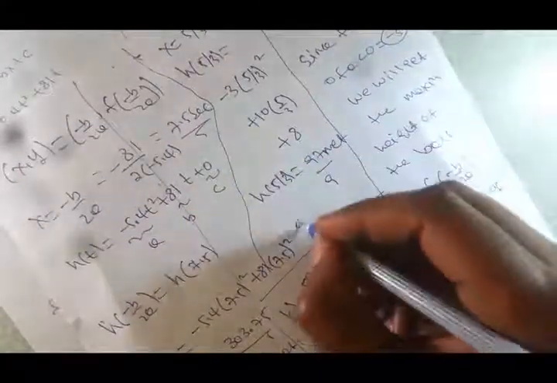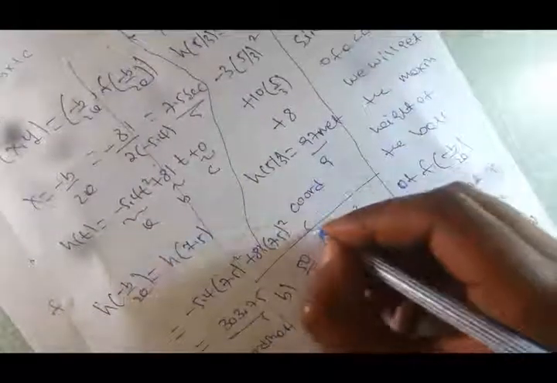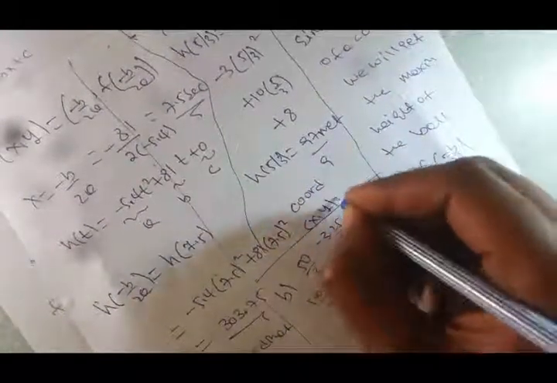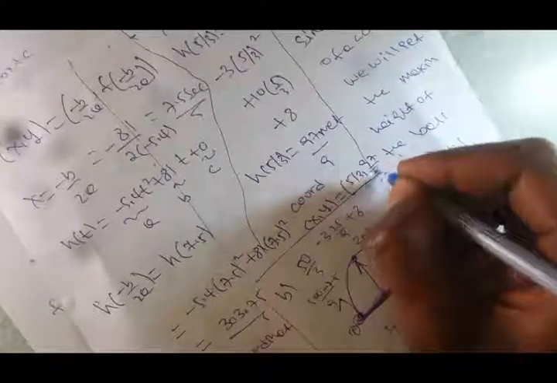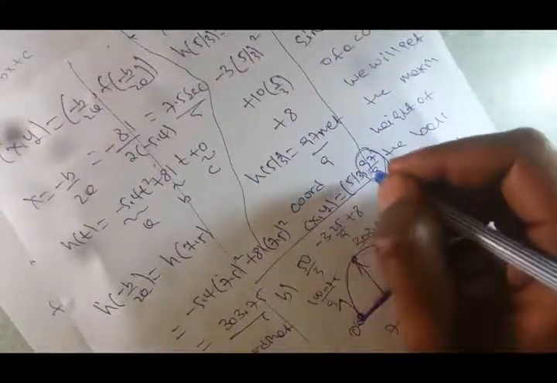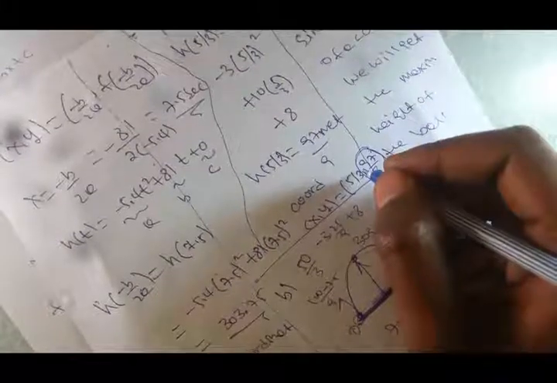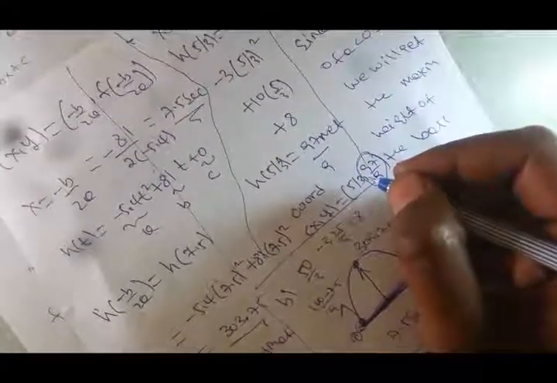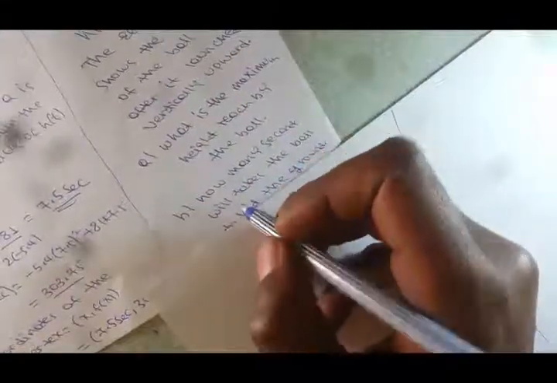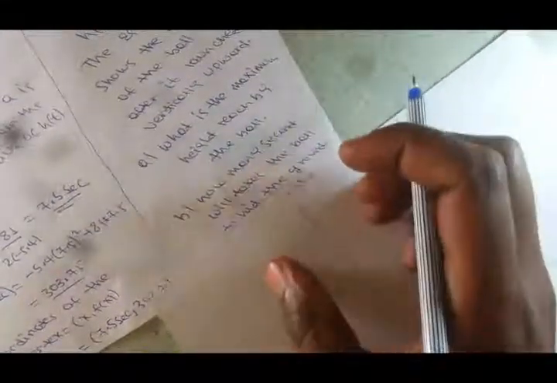So the coordinate of the vertex is x, y. This is equal to 5 over 3, 97 over 9. So 97 over 9 will be the maximum height the ball will reach after it was launched vertically upward. And part B asks how many seconds it will take the ball to hit the ground.